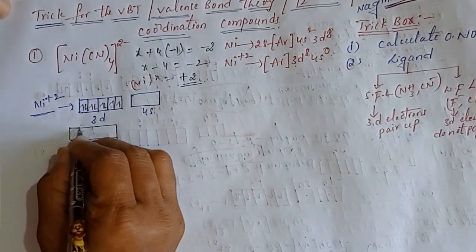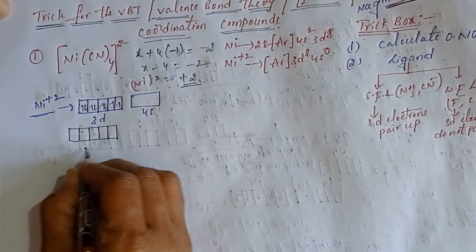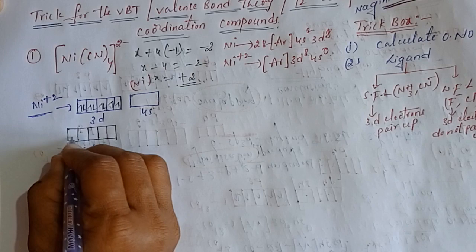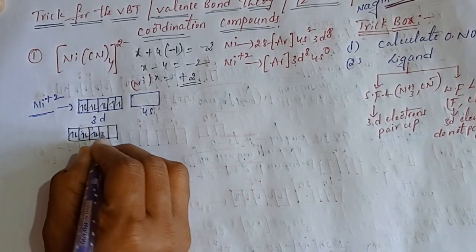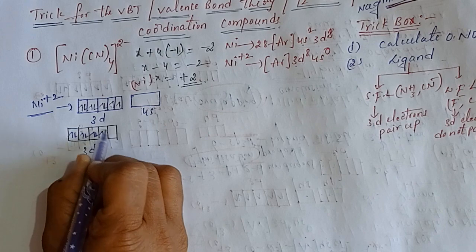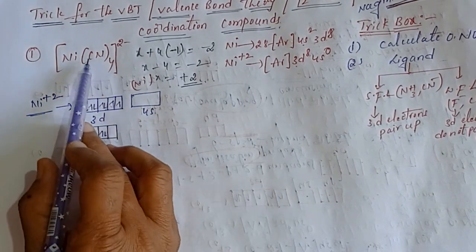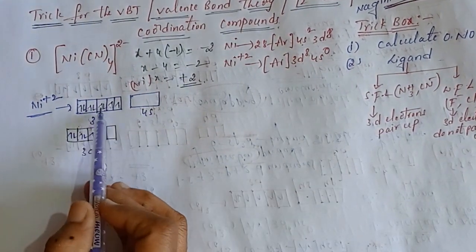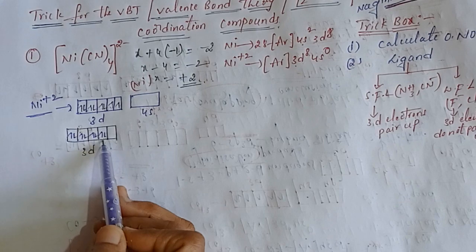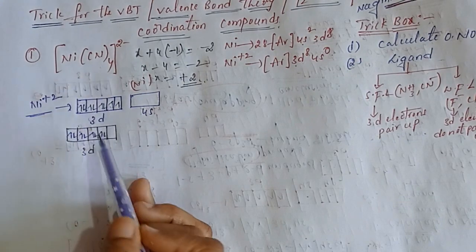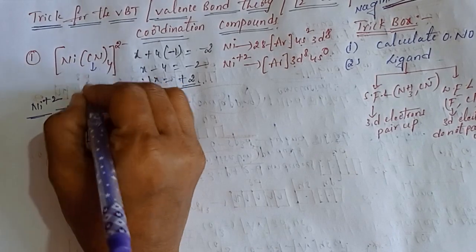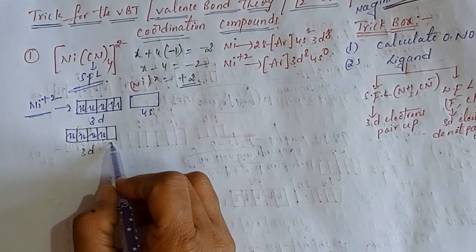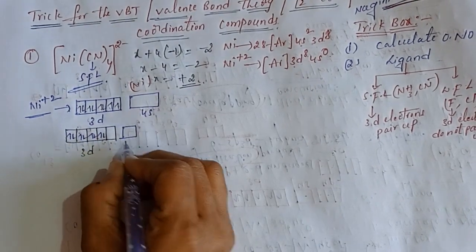Now I take the 3d orbitals, five of them. Total how many electrons? 8 electrons, so 3d8: 1 2 3 4 5 6 7 8. Now we will get one vacant orbital because of the strong field ligand. CN is a strong field ligand, so the 3d electrons pair up. Some are already paired, and the unpaired ones also get paired because of the strong field ligand. Here we got one vacant orbital, and 4s stays as it is, empty.